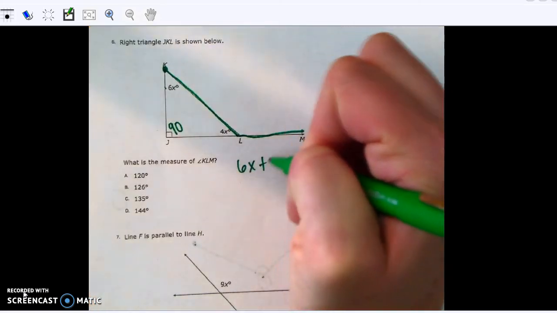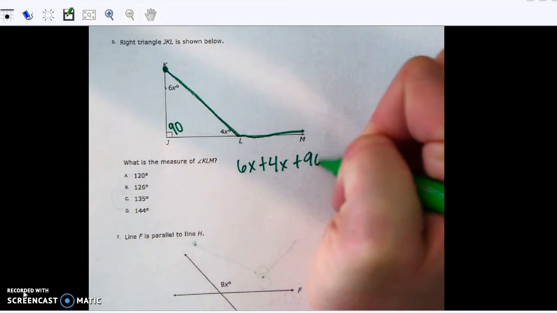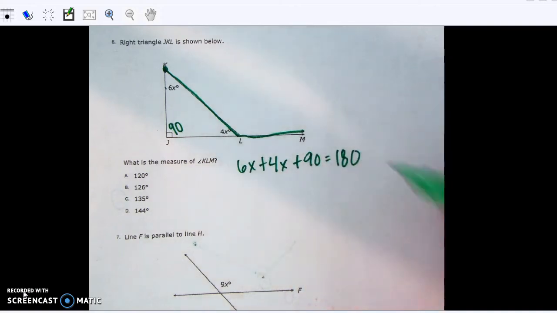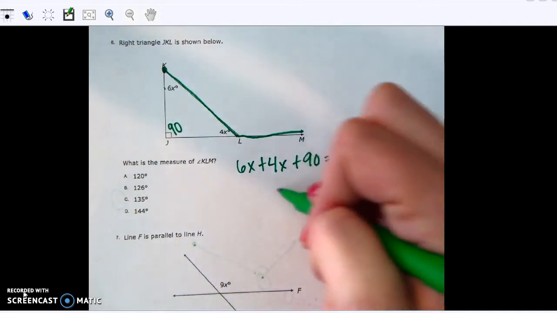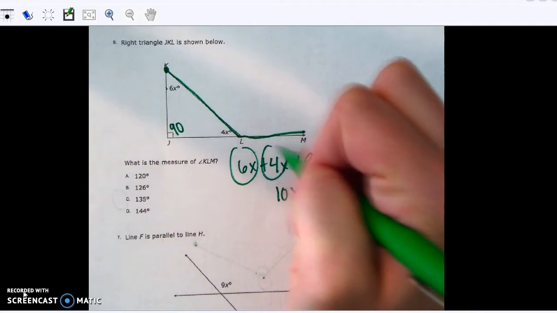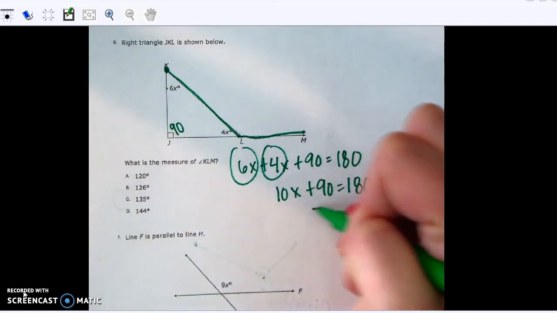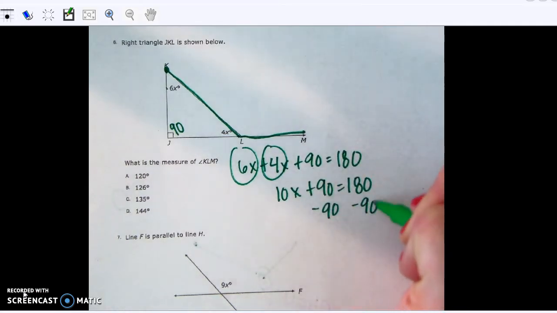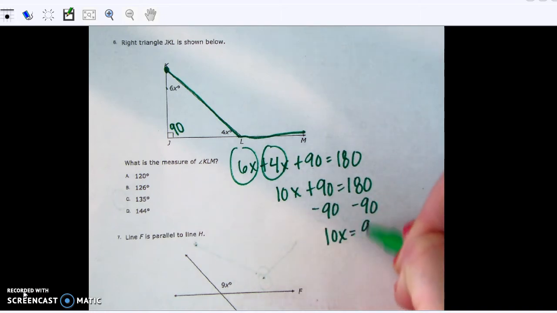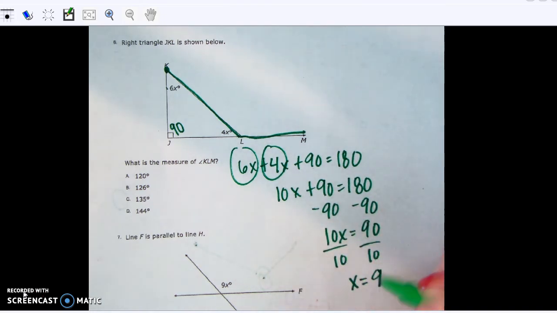So 6x plus 4x plus 90 is equal to 180 degrees. If I want to solve that equation, 6x plus 4x is 10x, plus 90 is 180. Subtract 90 from both sides, 10x is equal to 90. Divide both sides by 10, x is equal to 9.